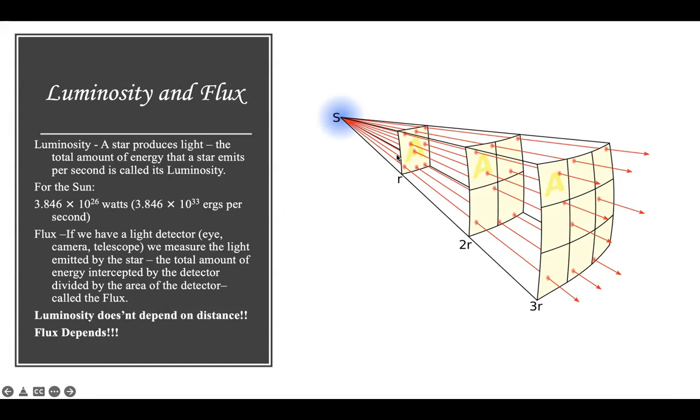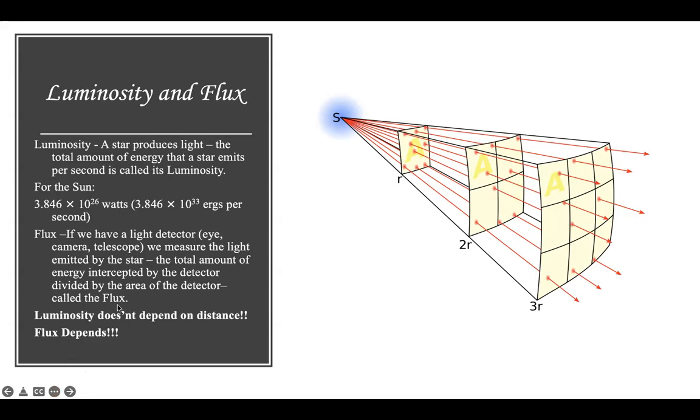Flux depends upon distance, because flux will change. You see, this is the flux over here, this is the flux over here, and here is the flux at a different distance. So the flux goes as 1 by r squared, but the luminosity will be constant. So for example, for the sun, the luminosity is 3.8 into 10 power 26 watts, right? That is for the sun. But the flux will vary depending upon the distance.